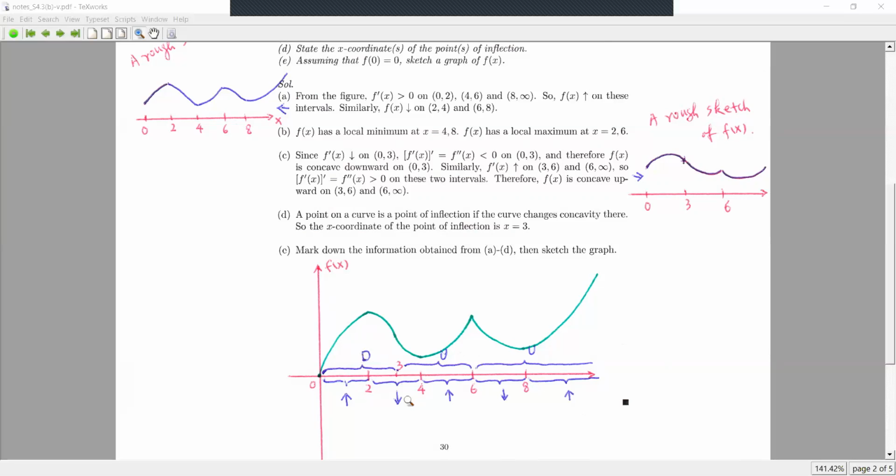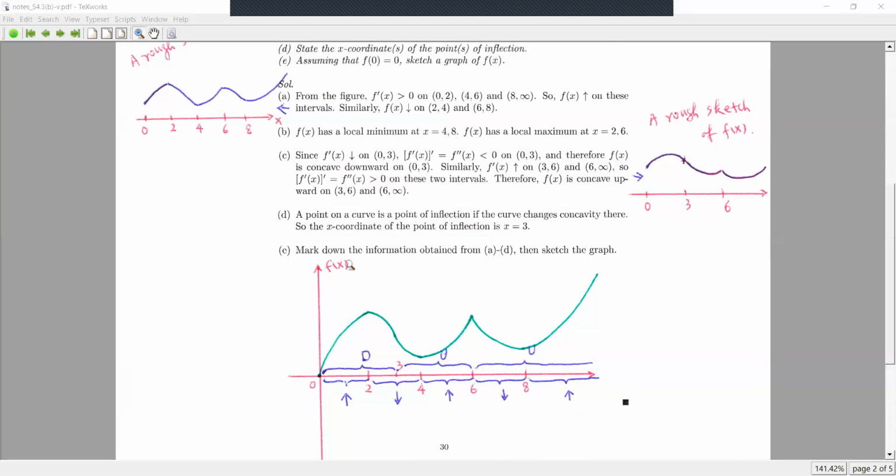From 3 to 4, the graph is decreasing and concave up. Then increasing and concave up between 4 and 6. From 6 to 8, decreasing and concave up. And then 8 to infinity, increasing and concave up. The graph of f at 6 has a corner.